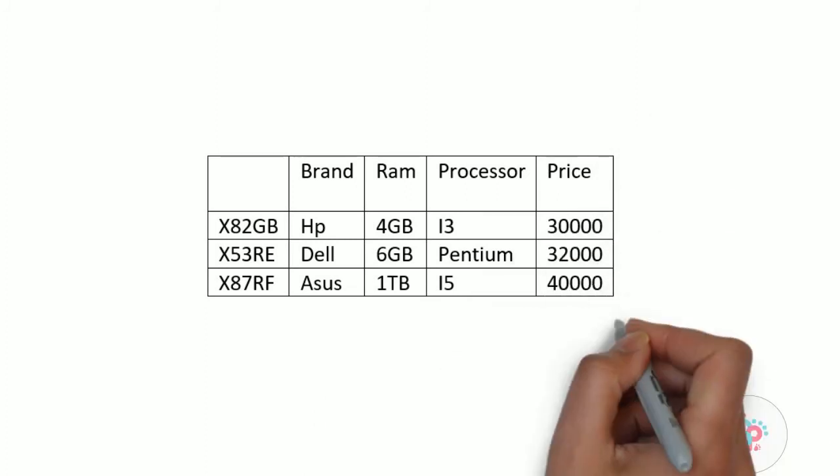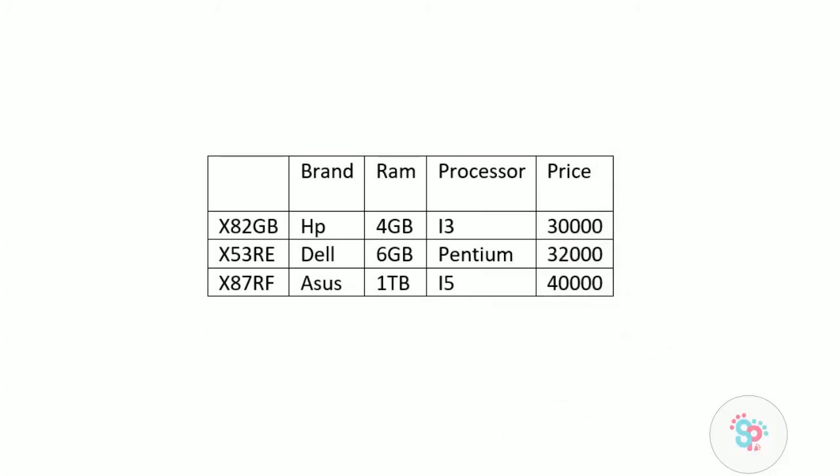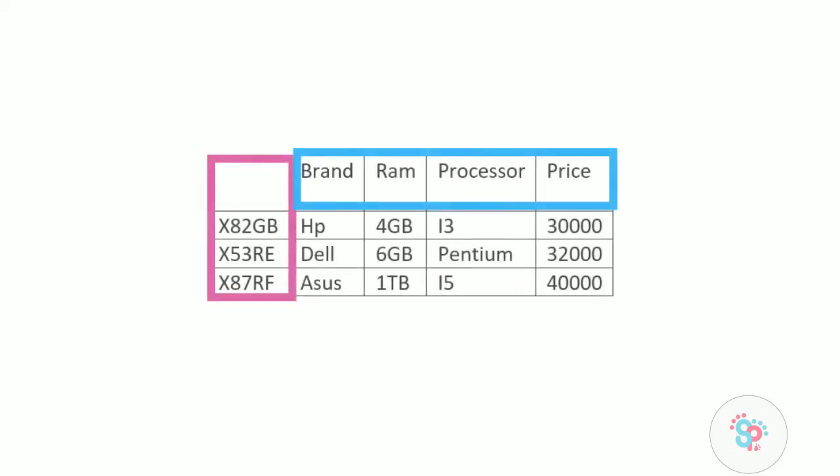Please look at this data. The data contains the details of laptop and its features, okay? And the observation here is nothing but the name of the laptop, that is the X82GB, the X53RE, the X87RF. These are the observations, and the variables are nothing but the brand of the laptop, the RAM it has, the processor it has, and the price of the laptop. These are the variables. And when we store data in a database or a spreadsheet, each row corresponds to a single observation, and each column is a variable there.